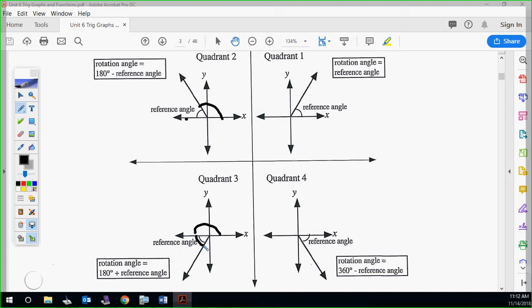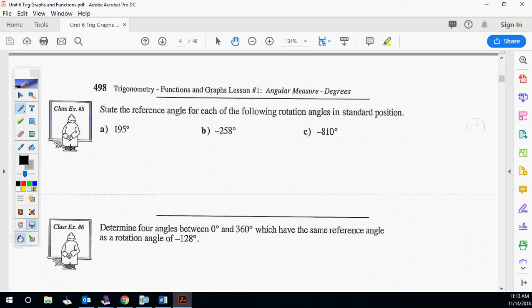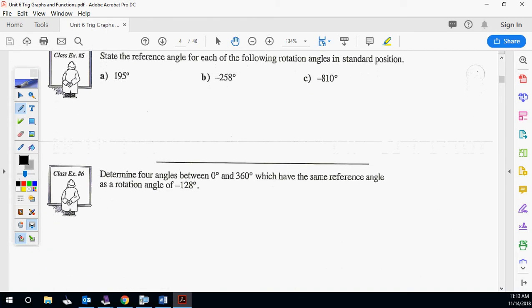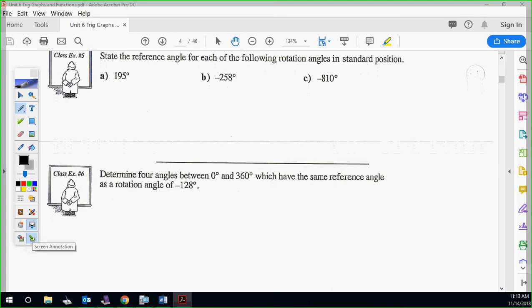And the last one is going to be 360 minus the reference will get you that one. So that just shows you how to go back and forth if you're trying to find rotation versus trying to find reference. Okay. Let's just do these two examples and call it a day. For these two, we got: state the reference angle for each of the following rotation angles in standard position. Okay, so we're stating the reference angle.